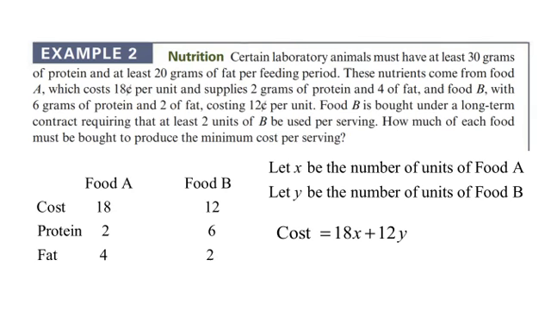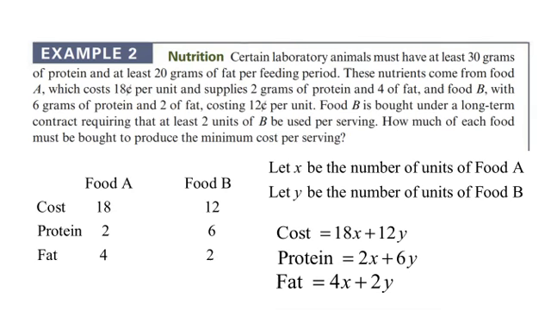Protein. For every unit of A, I have 2 grams of protein. For every unit of B, I have 6 grams of protein. So 2 grams times every unit of A, 2x, plus 6 grams times every unit of B, 6y, equals how much protein I have. Similarly for fat, we have 4 grams of fat for each unit of A, 2 grams of fat for each unit of B. So 4x plus 2y will be describing how many grams of fat we have.